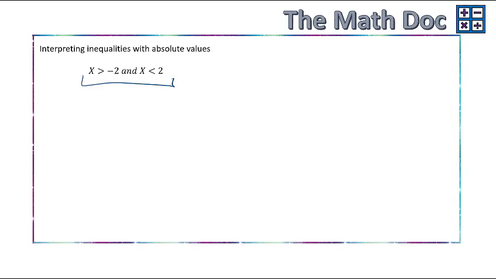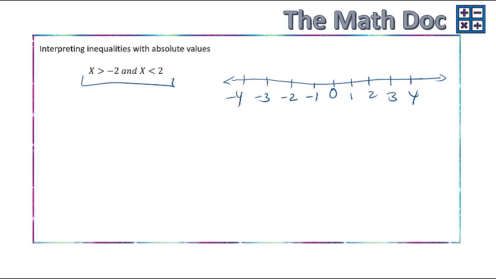So let's look at what we have here. We have x is larger than -2 and x is less than 2. And I'm going to start here immediately with a number line. So right here is 0. We have 1, 2, 3, 4 to the right, -1, -2, -3, and -4 to the left. And what we have is x is larger than -2. So I'll do that in green, an open circle because it's larger than, not larger or equal to.